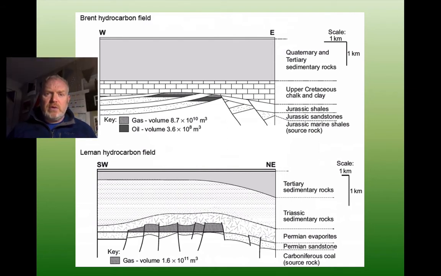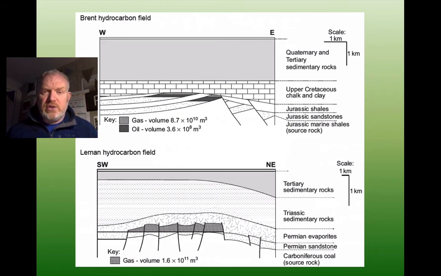These diagrams are cross sections through two real hydrocarbon fields in the North Sea. Brent hydrocarbon field is in the northern North Sea. Lehman hydrocarbon field is in the southern North Sea. It's just off the coast of Norfolk. So these are two real geological settings where oil and gas have accumulated, where they've been extracted for use. The question is, can these be used for carbon capture and storage?